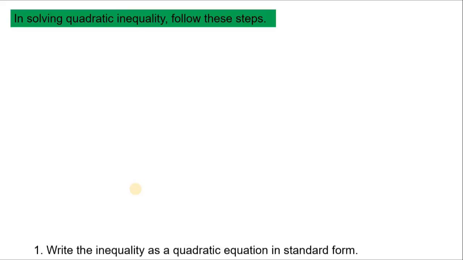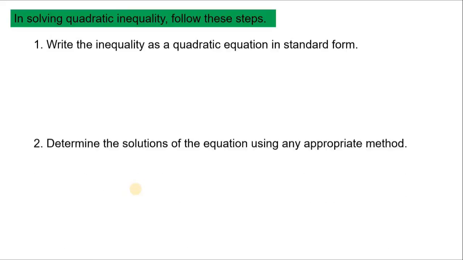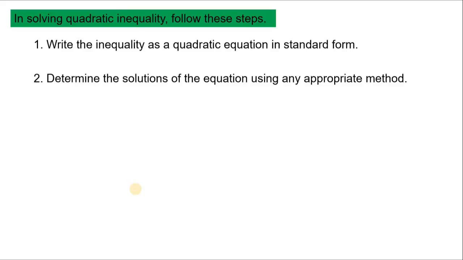So, in solving quadratic inequality, there are steps that can help us to solve inequality. So, we're going to follow the steps. First, write the inequality as a quadratic equation in standard form. Remember that. Okay? Write the inequality as a quadratic equation in standard form. Second, determine the solutions of the quadratic equation by using any appropriate method.